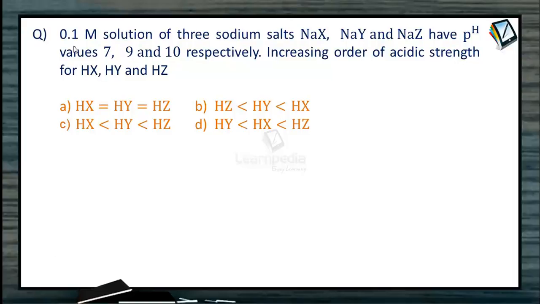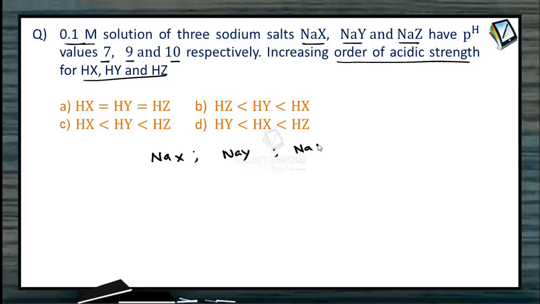The next question is: 0.1 molar solutions of three sodium salts NaX, NaY, NaZ have pH values 7, 9 and 10 respectively. What is the increasing order of acidic strength of the three acids HX, HY and HZ? Here the salts given are NaX, NaY, NaZ, and these salts are indirectly from the strong base NaOH and an acid HX. So one acid is HX. Likewise, NaY is the salt of the strong base NaOH and HY.